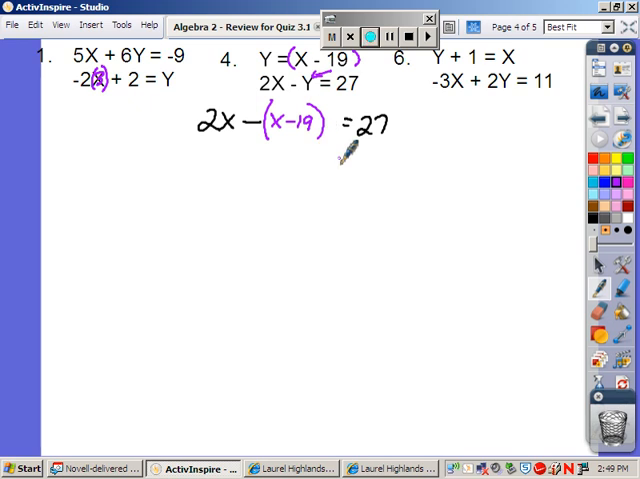Now you may think that it doesn't matter with the parentheses in this problem because you're not multiplying it by anything. But actually you are. This minus sign sort of implies a negative 1 here, which means everything in here gets multiplied by a negative 1. So the 2x will say that this is now negative x, and that double negative there makes that a positive 19 equals 27. So 2x minus 1x leaves me with x plus 19. And to get x by itself, I just subtract the 19 away. I get x equals 8.